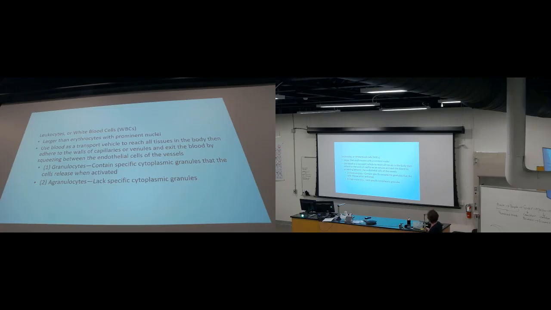So differences between white blood cells and red blood cells: they are larger than erythrocytes with prominent nuclei. They have organelles, and they do have metabolic reactions that help them to repair, which doesn't happen in the red blood cells. And then they use the blood as a transport vehicle to go into areas of injury.